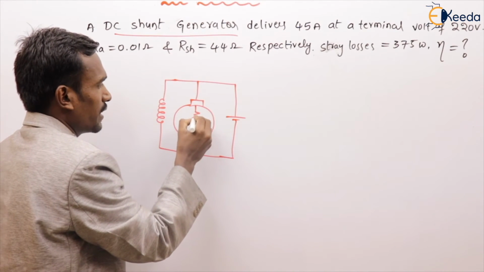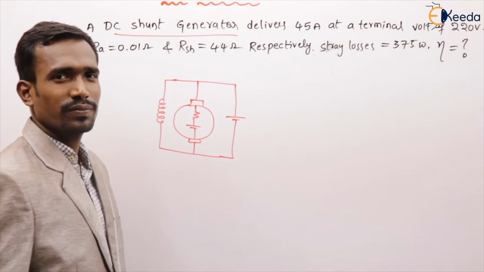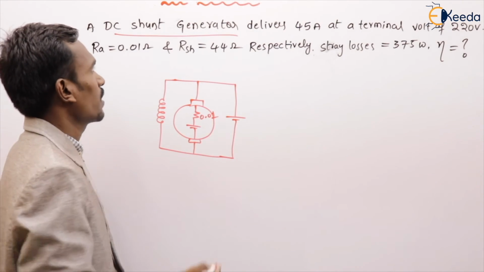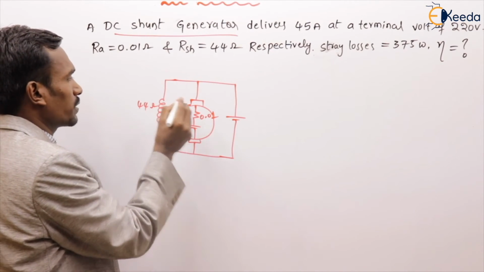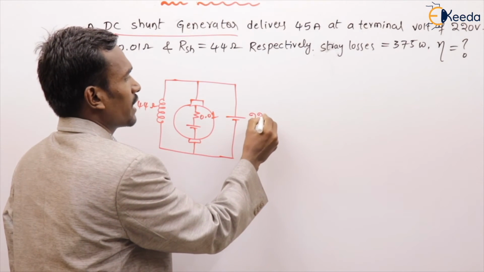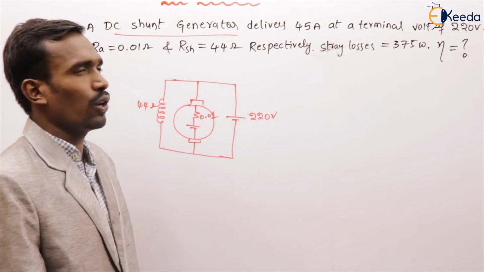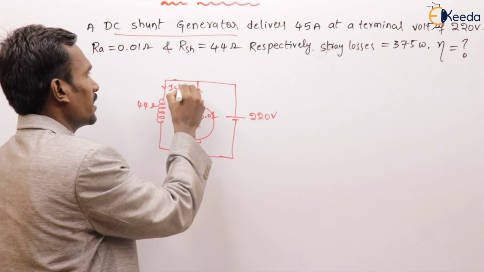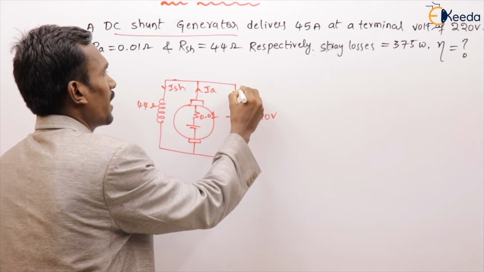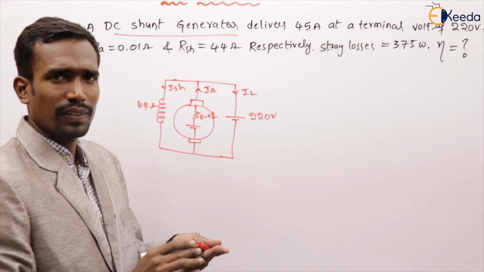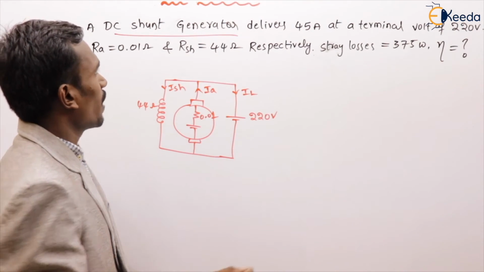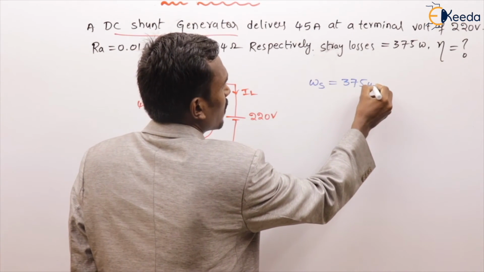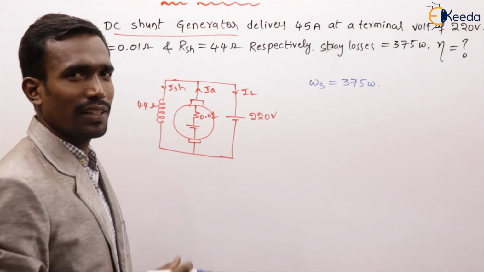This is my DC shunt generator. They have given armature resistance 0.01 ohms, field resistance 44 ohms, terminal voltage 220 volts. This is ISH, this is IA, and this is IL. Now tell me what else they have given. Stray losses, 375 watts. Then find the efficiency of the machine.